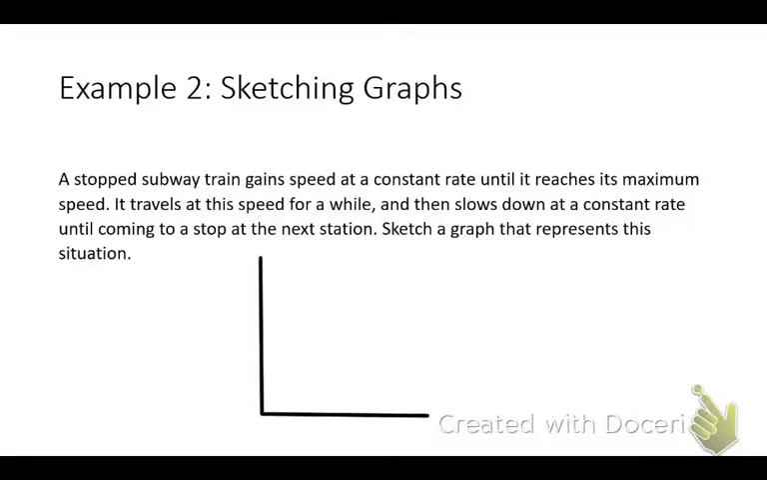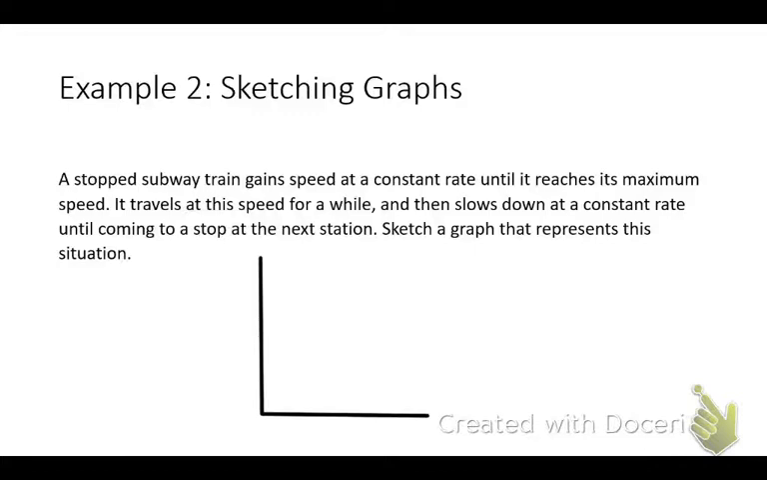All right, so let's read it. It says a stopped subway train gains speed at a constant rate until it reaches its maximum speed. It travels at this speed for a while and then slows down at a constant rate until coming to a stop at the next station. Sketch a graph that represents this situation.